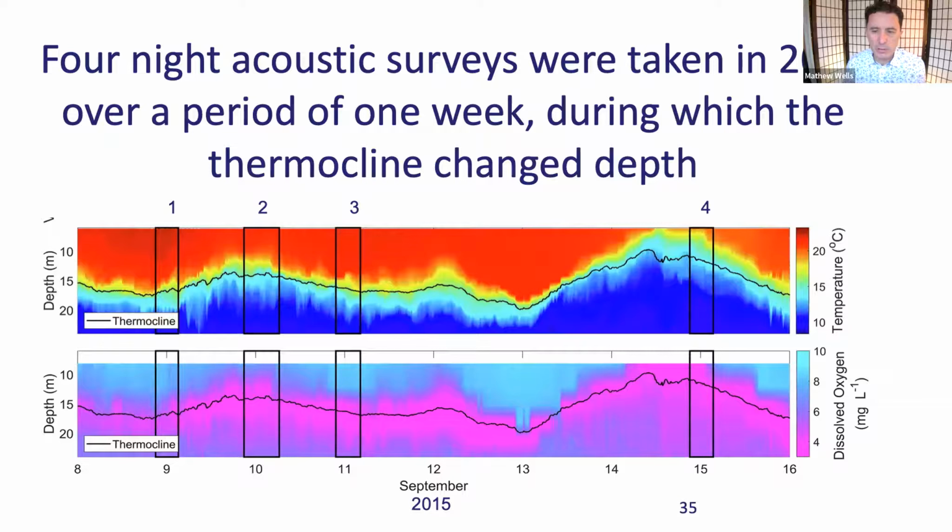So here is in detail the 4 nighttime surveys during that period. You see the depth of the thermocline changes from about 16 meters depth up to about 14 meters depth. And on the bottom panel, there's a picture of the oxygen. There's a metalimnetic minimum in oxygen, but it's well above that 3 milligram per liter level, so it turns out not to affect the fish very much. I would like to compare where the fish are on surveys 1, 2, 3, and 4, and whether they are systematically changing in response to the depth of the thermocline.